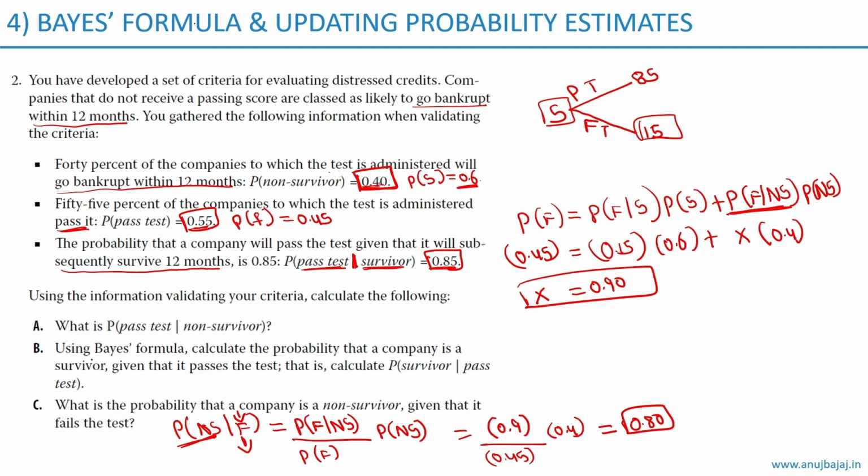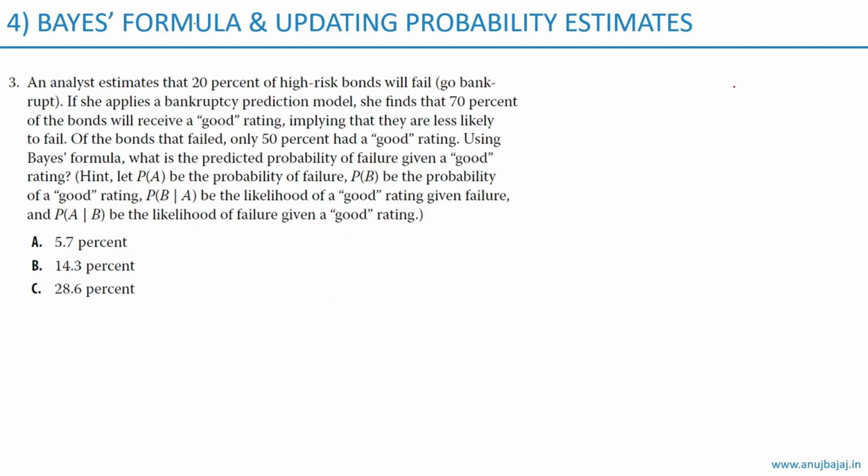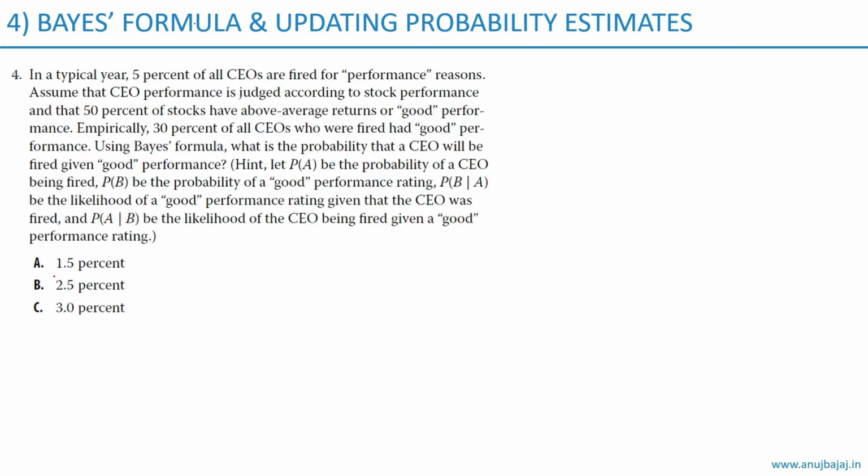So earlier we estimated that the probability of a company not surviving is 40%. But when we got the new information that the company has failed the test, the probability has increased to 80% that the company is not a survivor. I want you to solve this question by yourself. This is pretty straightforward. And if you have solved the question, the correct answer is option B, 14.3%.